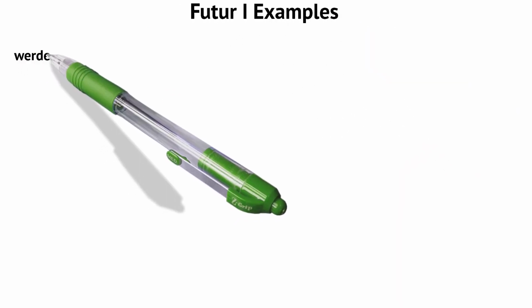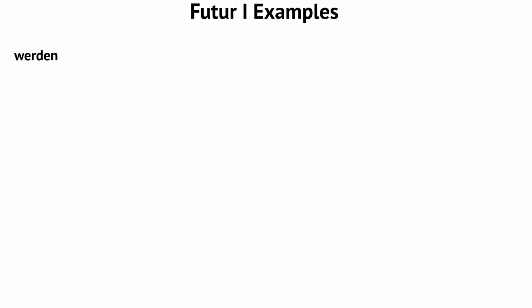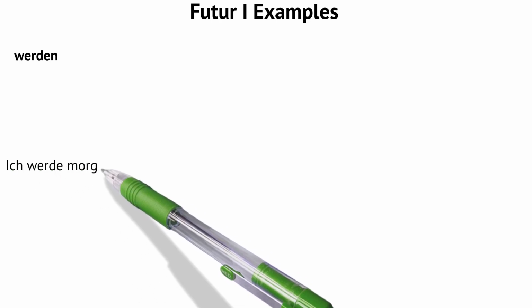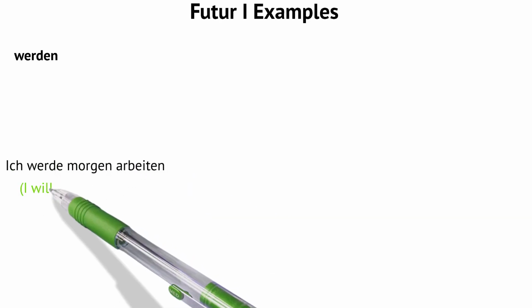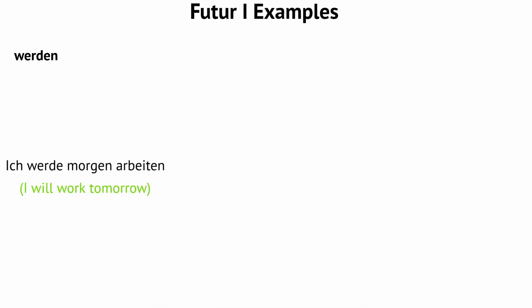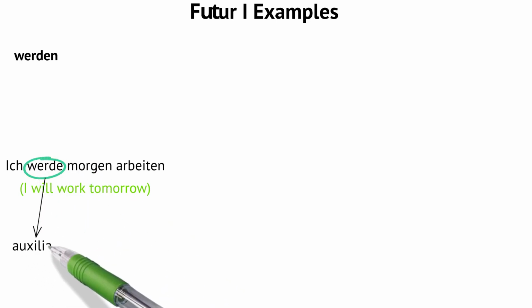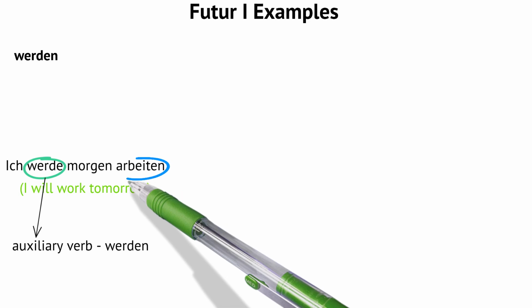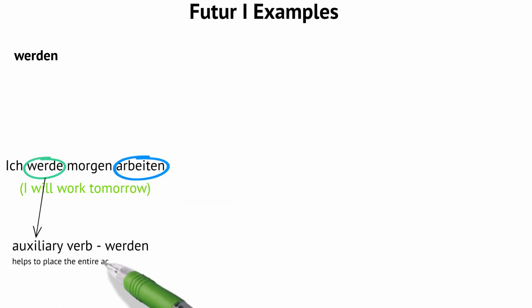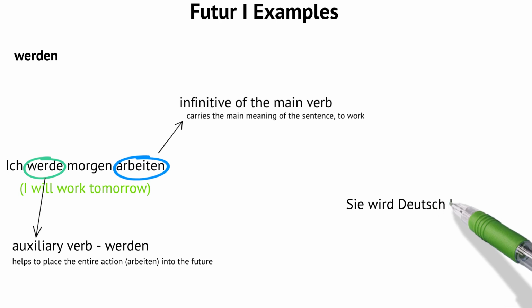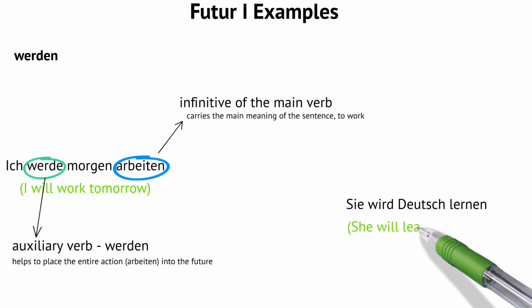We look at an example where the auxiliary verb werden is used to form the Futur I tense. The sentence, Ich werde morgen arbeiten, translates to I will work tomorrow. The purpose of the auxiliary verb werde is to assist the main verb, arbeiten, to express that the action happens in the future. Another example is, Sie wird Deutsch lernen, which translates to she will learn German.